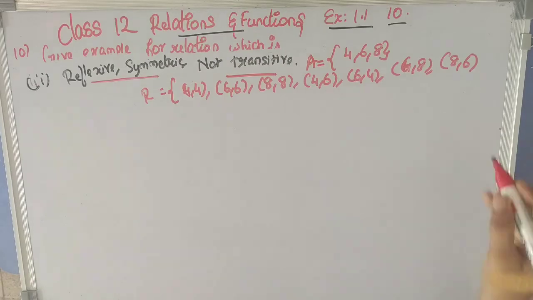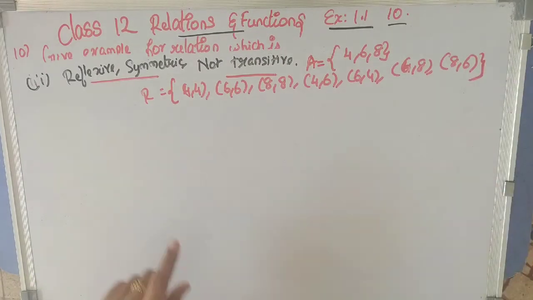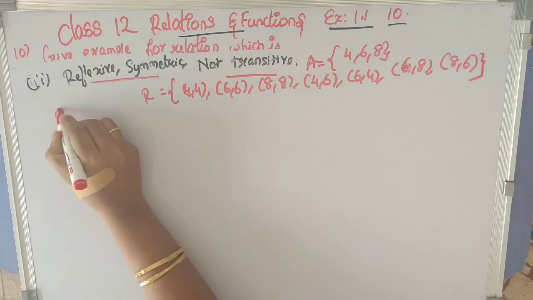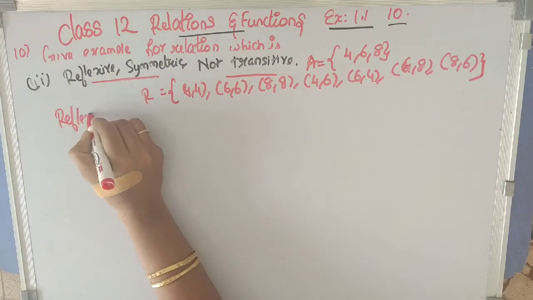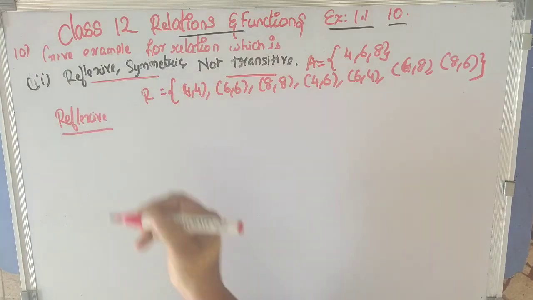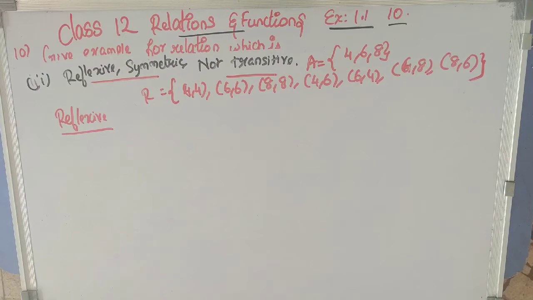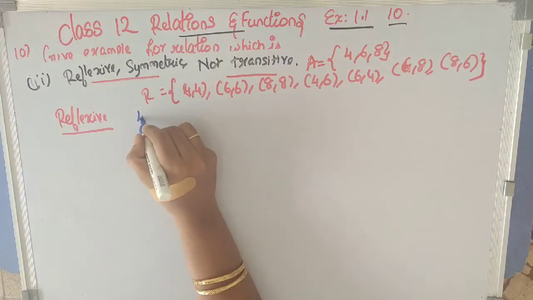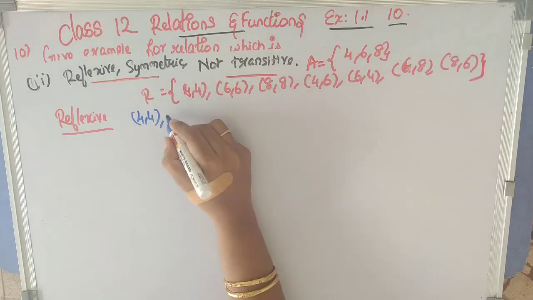Now we have to check whether the relation is reflexive or not. What is a reflexive relation? Both the elements in the ordered pair must look like twins, isn't it? That is, here (4, 4), (6, 6), (8, 8) are elements of R.